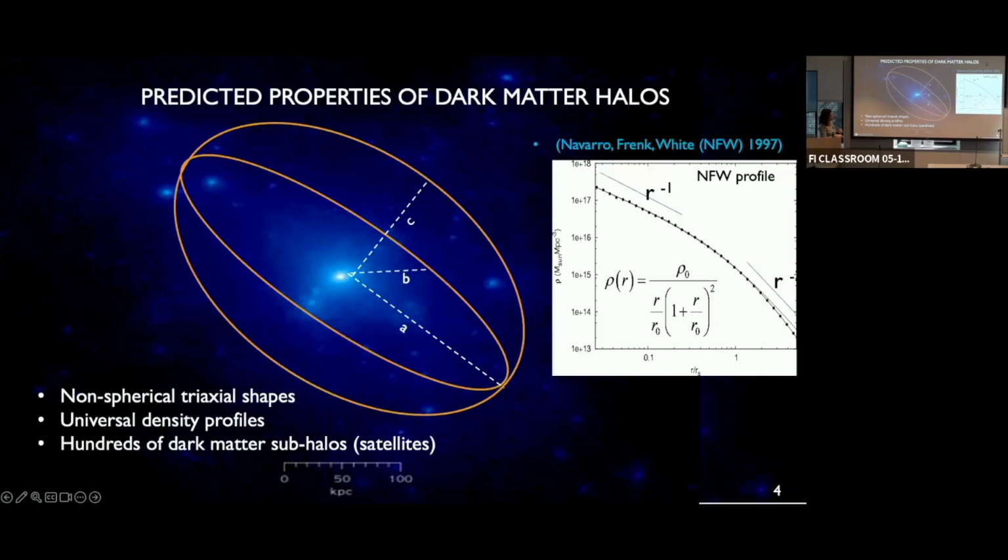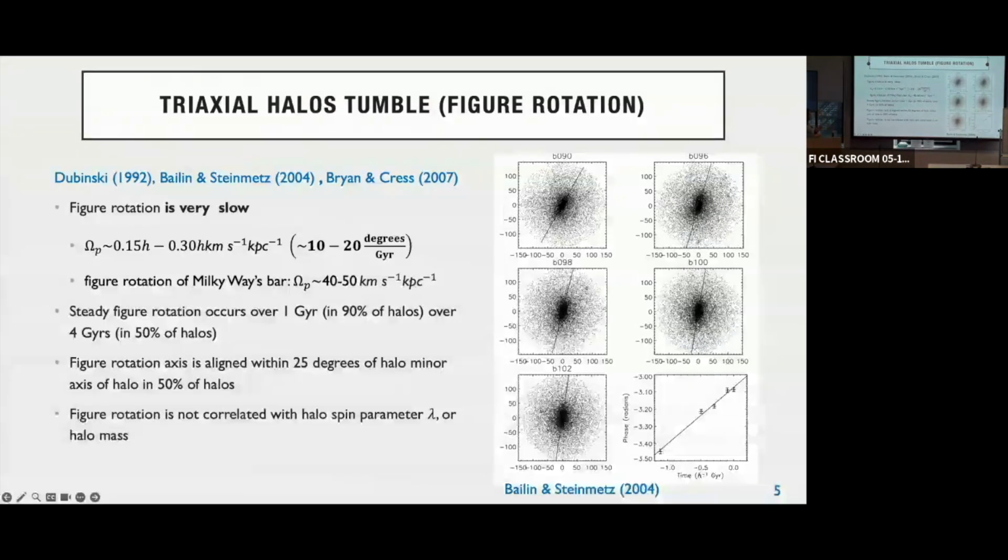So if you change that radius r to sort of an ellipsoidal radius, you get pretty much the same result. It has been known since Dubinsky's work in 1992, and then followed up in the early 2000s, that dark matter halos have this figure rotation. This is an image from a paper by Jeremy Bailin and Matt Steinmetz. They plotted the major axis of the halo, and you can see it rotating with time. This just shows that angle, and it's a fairly steady angle.